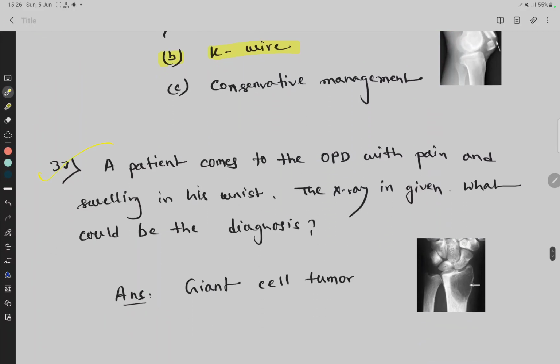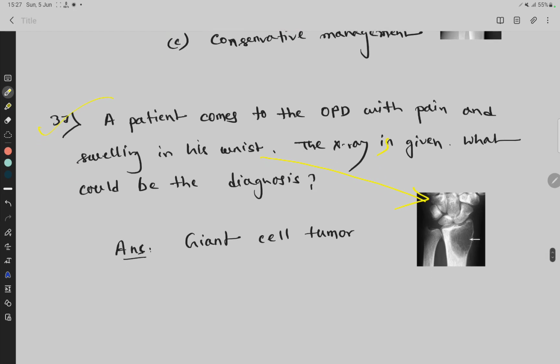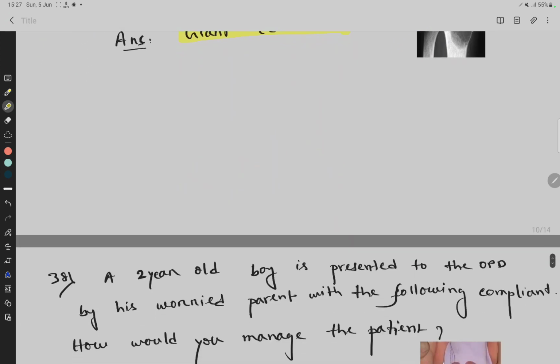37 number question, a patient comes to the OPD with pain and swelling in the wrist joint. The X-ray is given. What could be the diagnosis? The diagnosis is giant cell tumor.